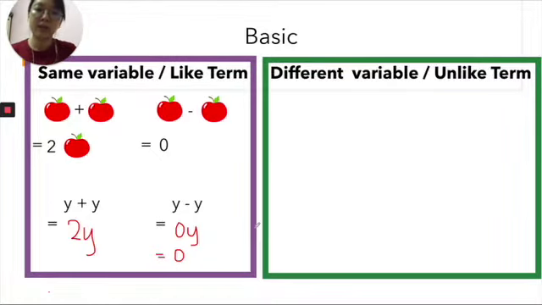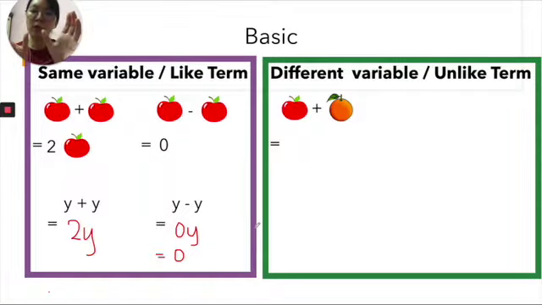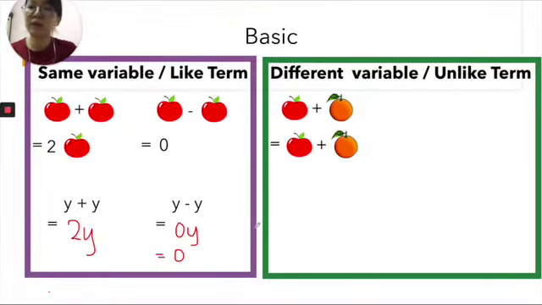On my right, there are different variable or unlike term. For example, an apple and an orange. When I have an apple plus 1 more orange, what will we get? Apple orange kind of fruit? No, it still becomes apple plus orange. Same with the variable. If I have y plus z, what will I get? You will get back y plus z. Because they can never mix together. Never.